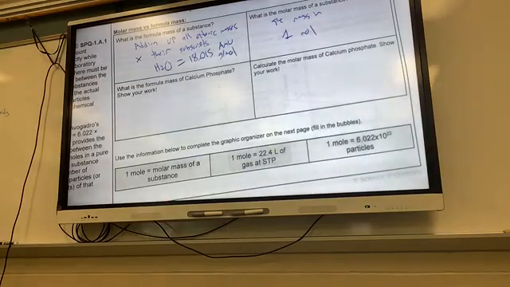Solubility, that's not that bad, right? Nitrates are soluble. What's not soluble? Mercury, lead, yeah.